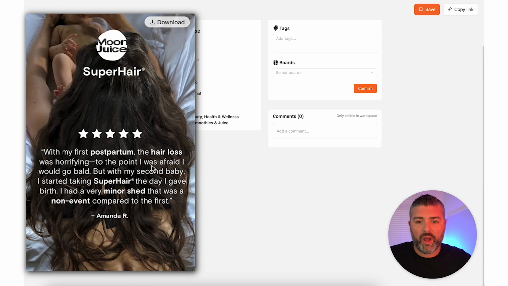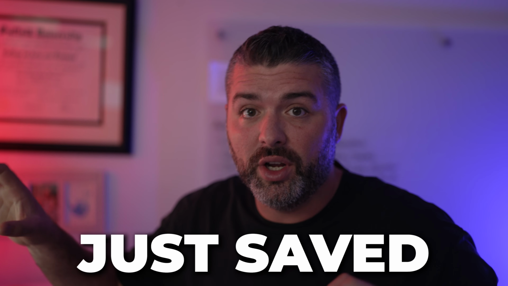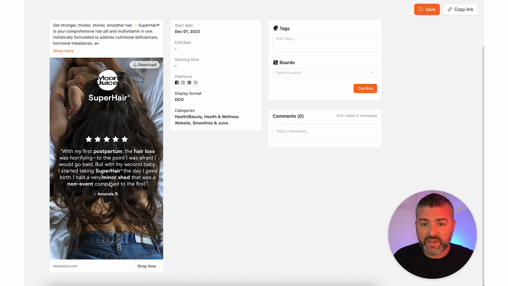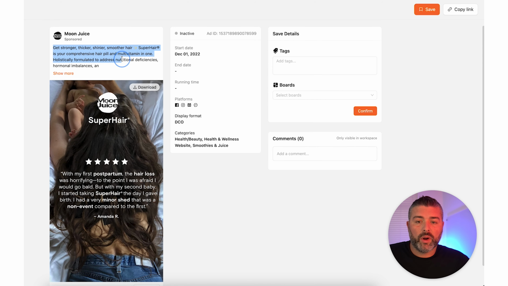From there, I was afraid I was going to go bald, but with my second baby, I started taking Super Hair. So now going back to story, highlight, introduce the product as the hero. This product just saved all of her hair. This is how we want things to start being conveyed. I gave birth. I had a very minor shed. That was a non-event compared to the first. Amanda R.